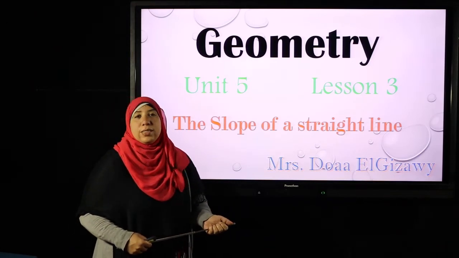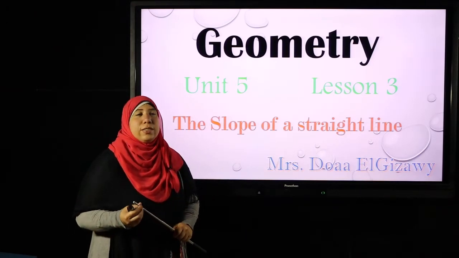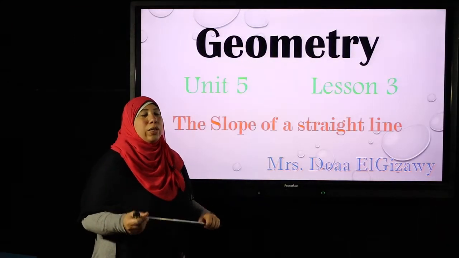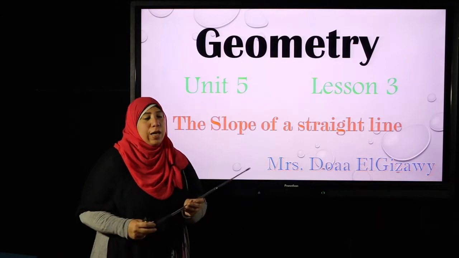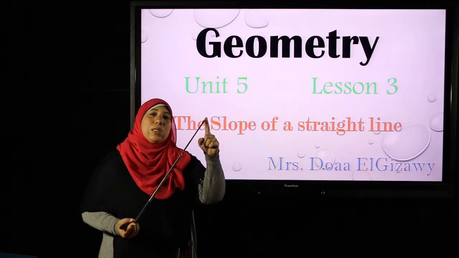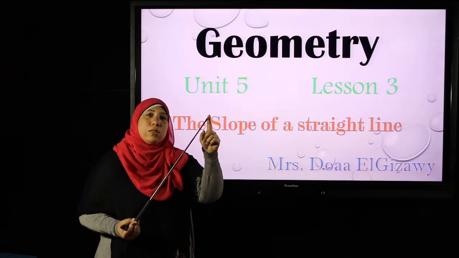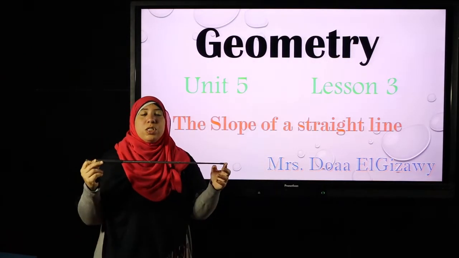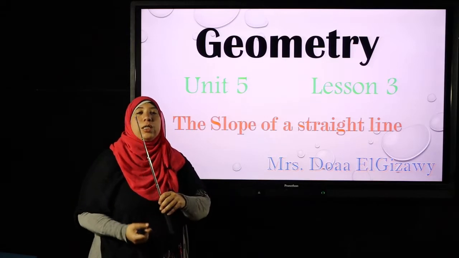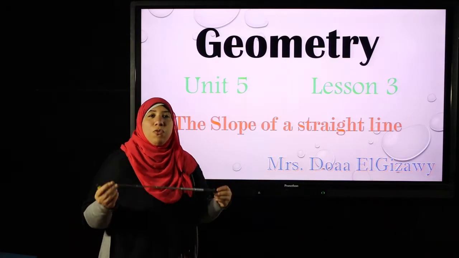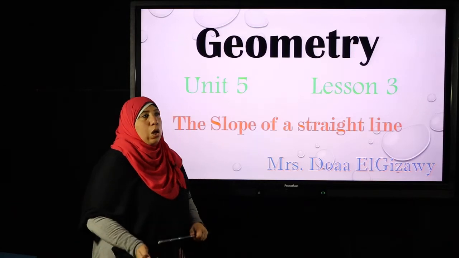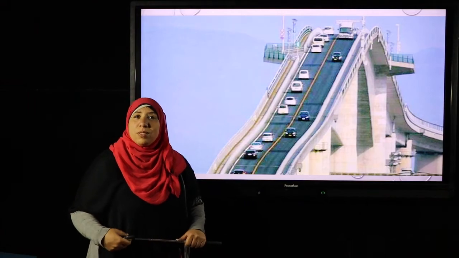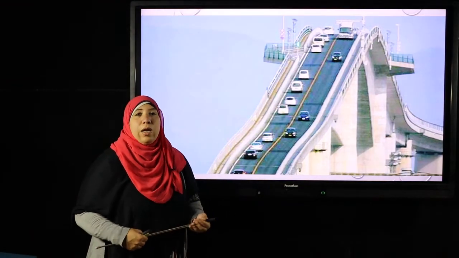Our lesson is the slope. The slope of a straight line is the shape of the straight line, how we draw it or what it looks like. I can draw a straight line with a slope like this, or a straight line with a slope to the other direction like this, or a horizontal straight line or a vertical straight line. Each straight line has a different slope. We use the slope in making bridges, stairs, or inclined roads.